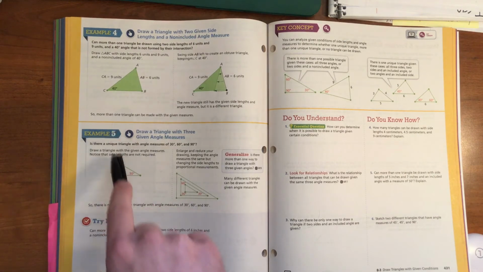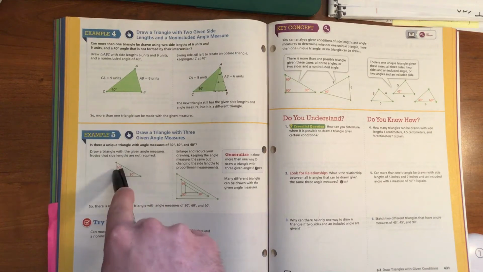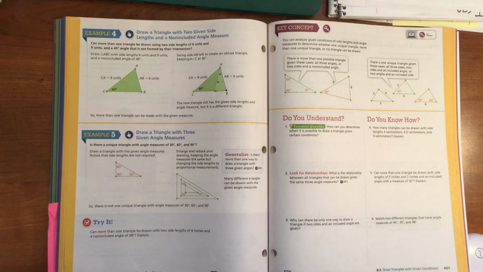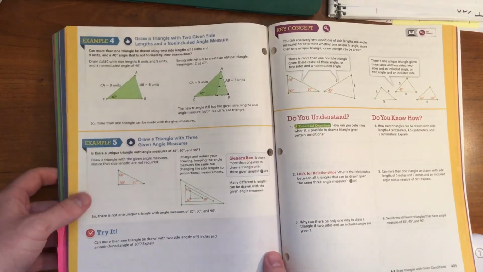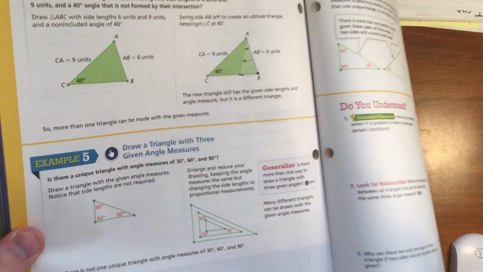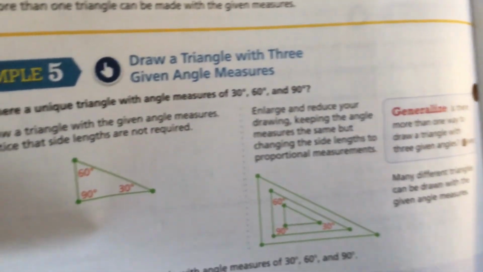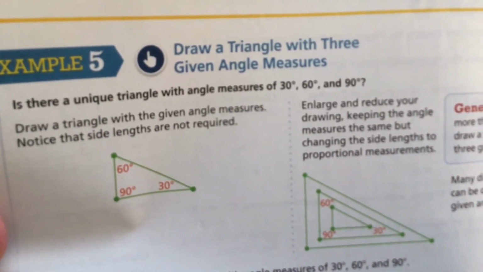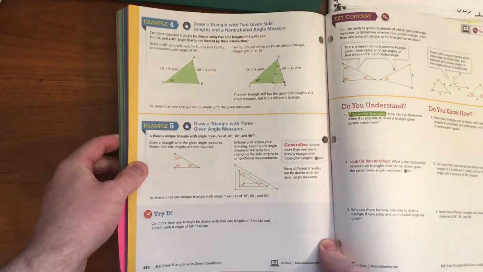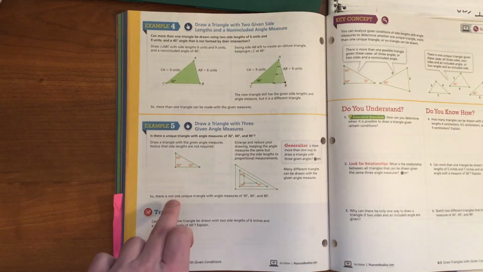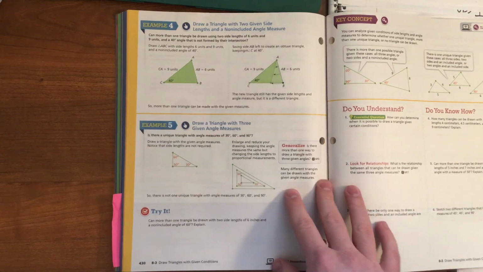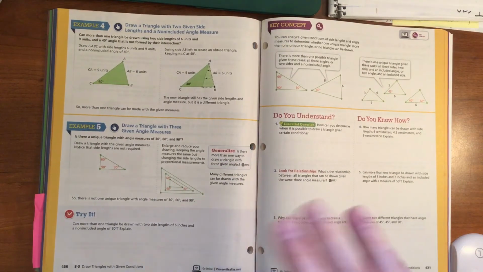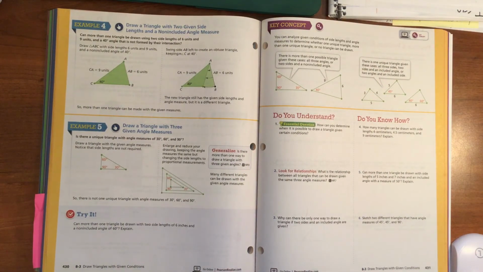Well, we could extend these sides without changing the angle. For example, even if I just pull this and put it closer to the screen, it'll appear bigger, but the angles stay the same. See that? It looks bigger to you now, but the angles are still the same. So in this case, we would say there is not one unique triangle with angle measures of 30 degrees, 60 degrees, and 90 degrees.